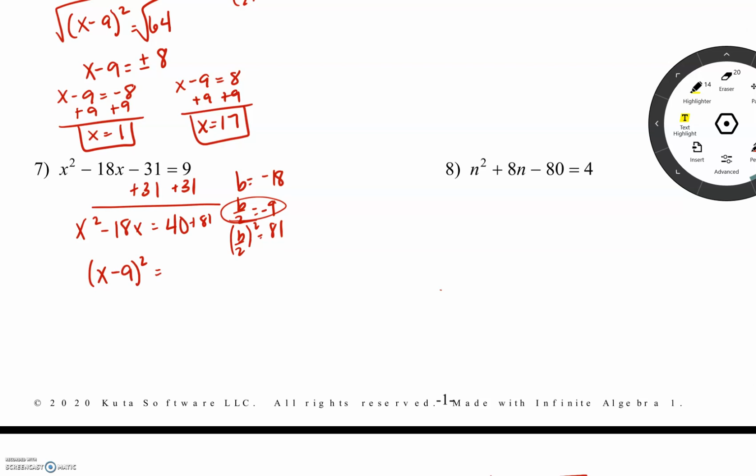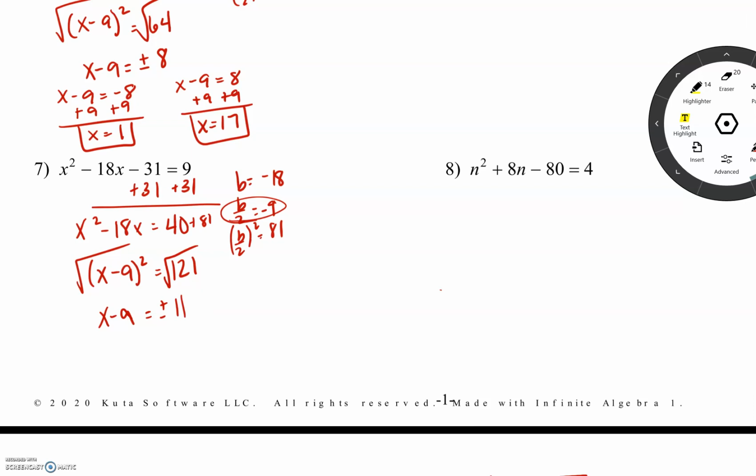When we add 81 to 40, we get 121. Now that we have our squared term by itself here on the left, we're going to take the square root of both sides, leaving us with x minus 9 equals plus or minus, and 121 is a perfect square. The square root of 121 would be 11.